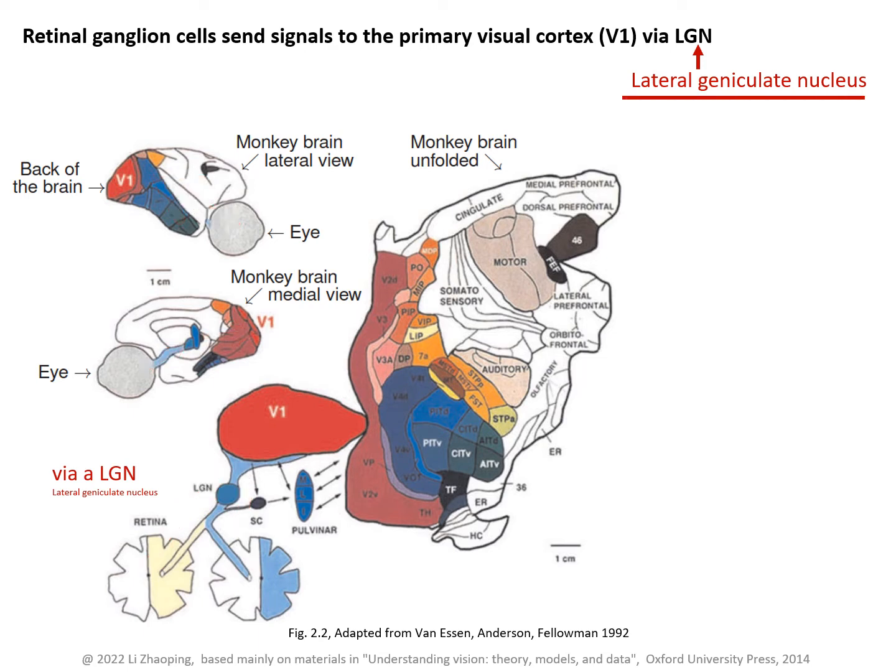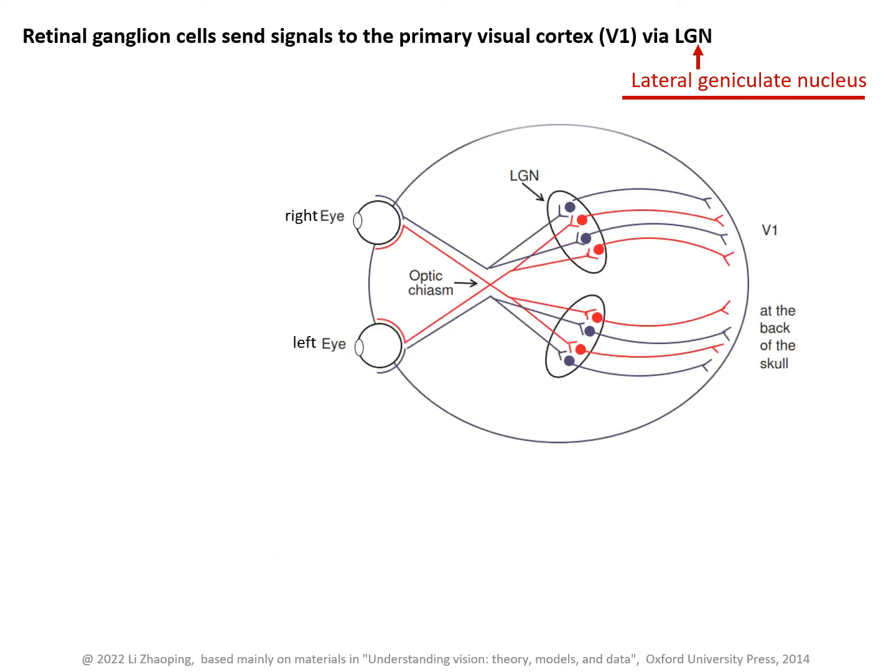The lateral geniculate nucleus is the brain region en route to V1. Here is a schematic for the visual pathway from the retinas to V1 via LGN. And this LGN has been seen as a relay station because the receptive fields of the LGN cells resemble those of the retinal ganglion cells in anesthetized animals.